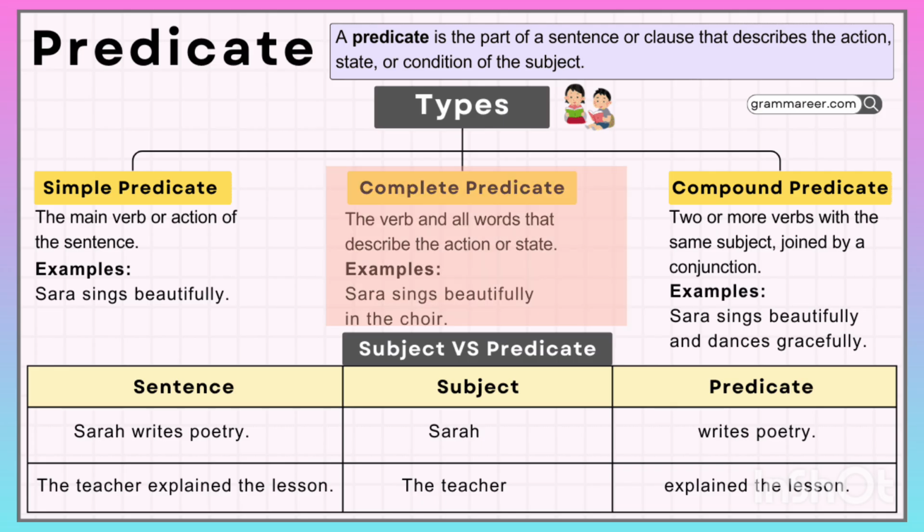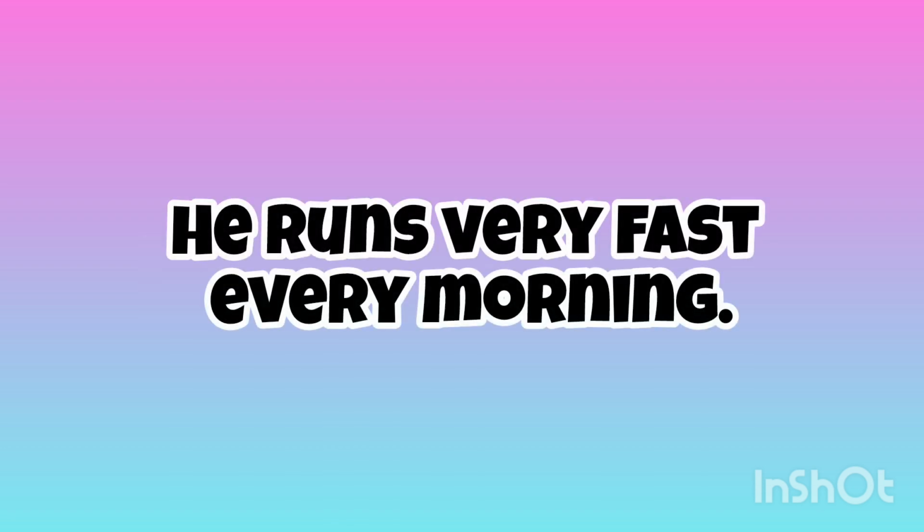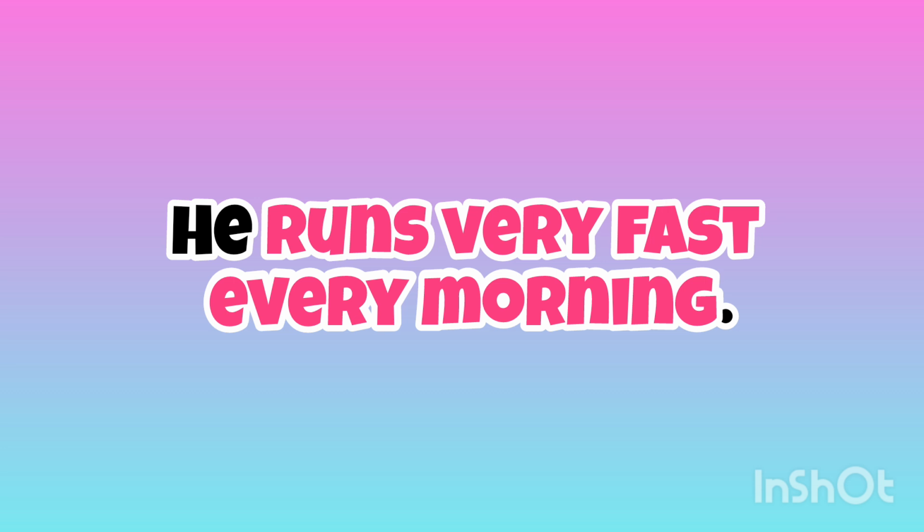Complete predicate. The complete predicate includes the verb plus all the words that describe it or give more information. It's like the full story about what the subject did. For example, birds fly in the sky. Fly in the sky is the complete predicate. He runs very fast every morning. Runs very fast every morning. See the difference. The complete predicate does not stop at the verb. It stretches and includes all the words that tell us when, where, with, or whom the action happened.